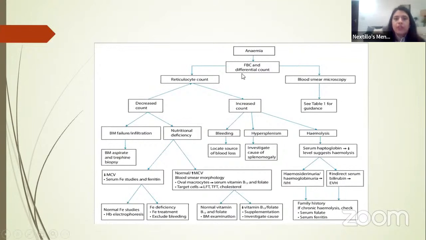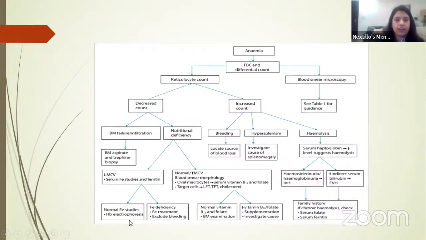So if there's anemia, we do a full blood count and a differential count, and then we come to the retic count. Now, as I said, retics are immature RBCs, which are basically trying to compensate for the loss of RBCs. So if there is a decreased retic count, that means that the body is unable to compensate. Why will the body be unable to compensate? Either it can be a bone marrow failure or there's some kind of nutritional deficiency. Now, if there's a bone marrow failure, we do a bone marrow aspiration or biopsy. If there's a nutritional deficiency, we can do a serum iron, or vitamin B12 and folate levels.